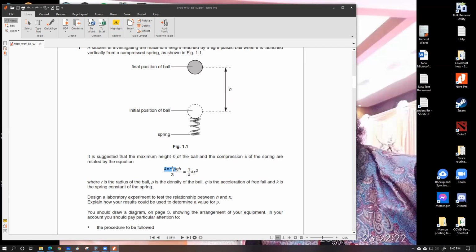So what I'm going to say is that we'll choose a ball that is made of a very light material, plastic, preferably hard plastic.